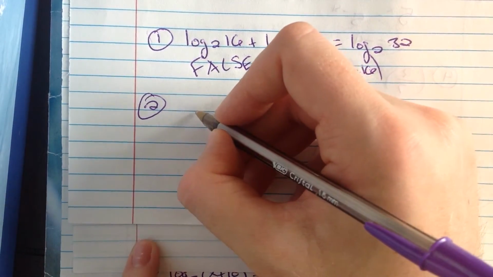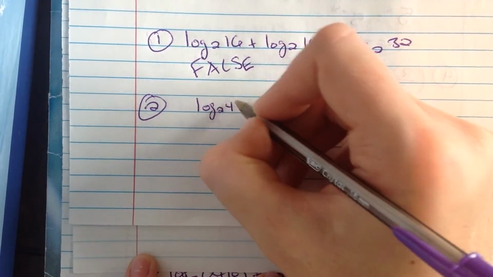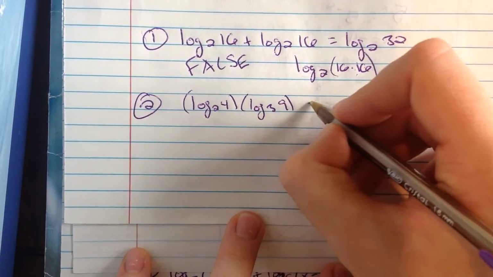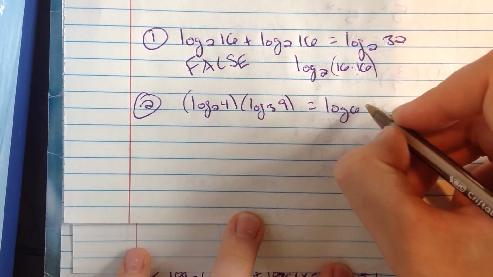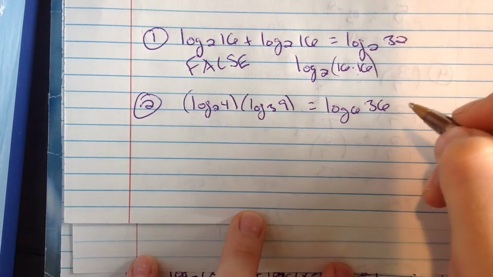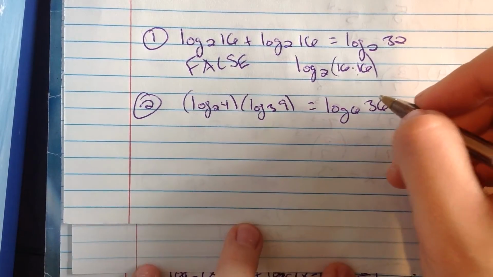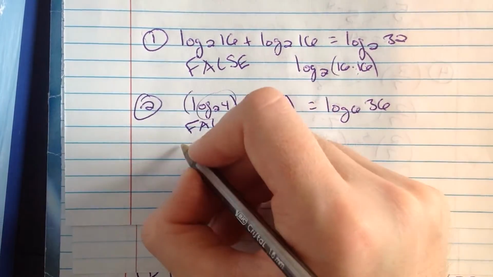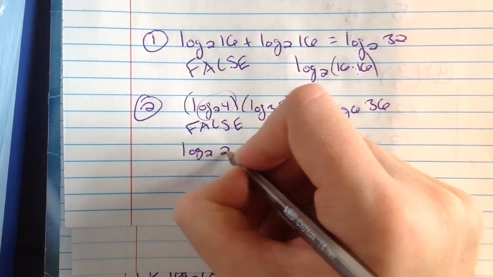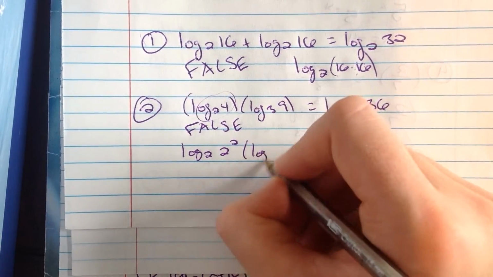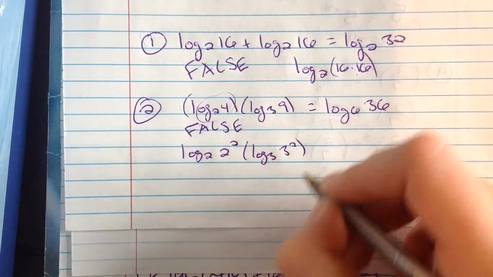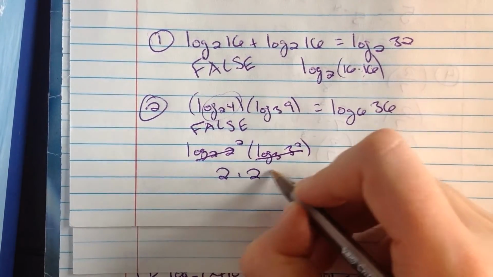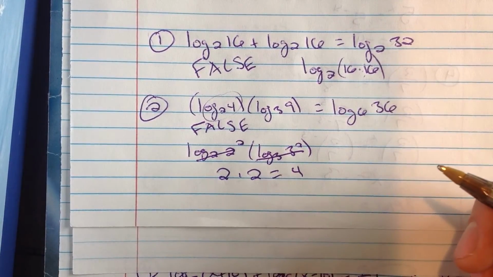What if I was given log base 2 of 4 times log base 3 of 9? Is that log base 6 of 36? Yes, no, yes, no. False. This one can become log base 2 of 2 squared times log base 3 of 3 squared, which we know, since the insides match, I'm left with a 2. Insides match, I'm left with the 2. The final answer would be 4.